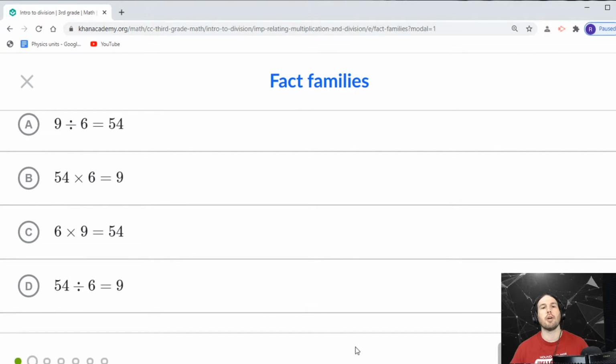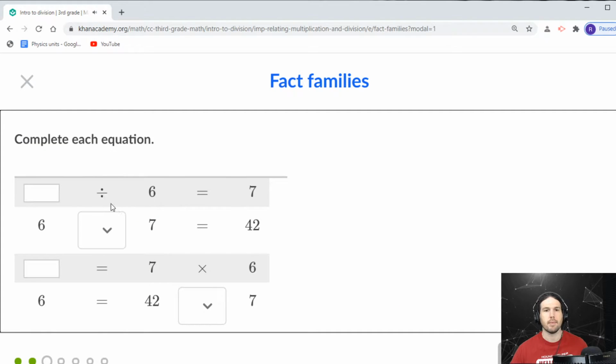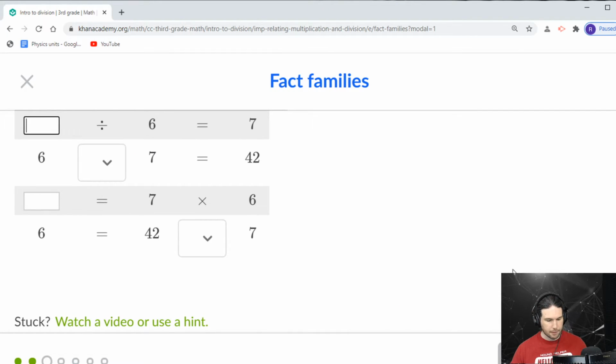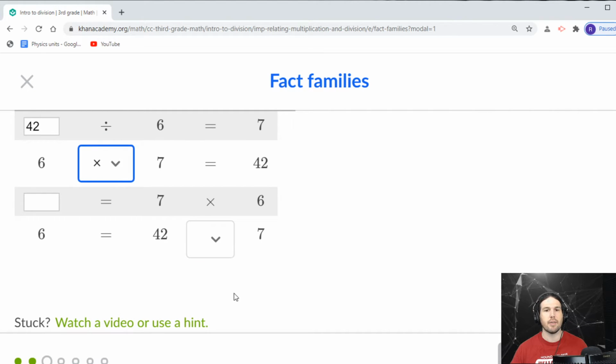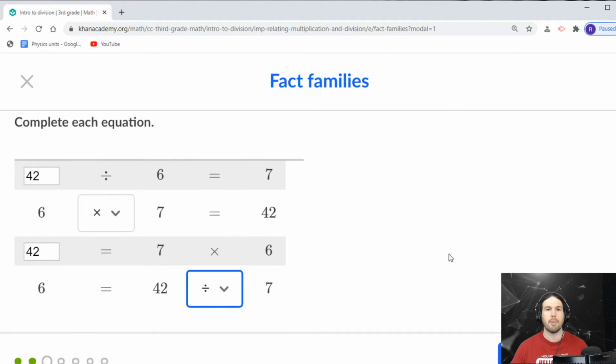But also we could just go through and choose the 2 correct sentences, right? 9 divided by 6 is not 54. 54 times 6 is not 9. C and D are the correct answers. 2 down. Let's see, 42 divided by 6 is 7. 6 times 7 is 42. 42 is 7 times 6. Therefore, 6 is 42 divided by 7.